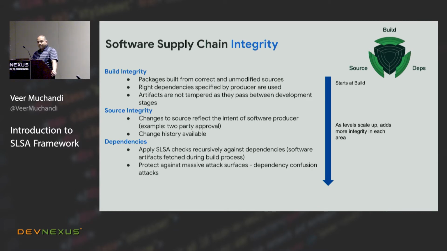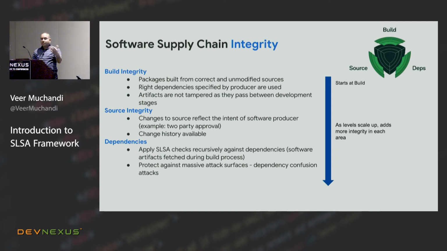Source integrity: any changes to the source are actually meant to be changes by the person who owns the source code, not somebody else, right? And the change history of everything is available. If something is changed, you can actually verify that it is changed by so-and-so person, so-and-so time, and it was approved by so-and-so person, so-and-so time. There's the source integrity.